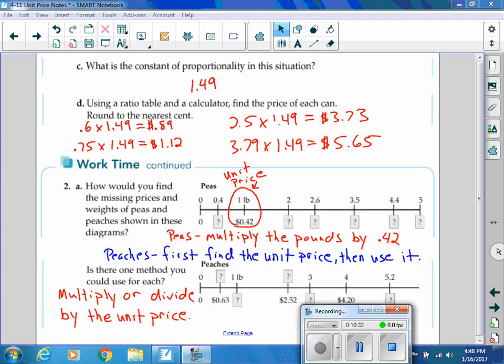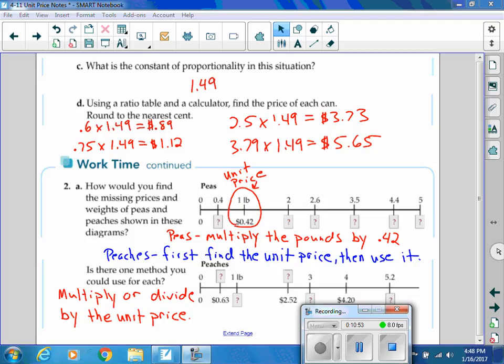Number 2. How would we find the missing prices and weights of peas and peaches shown in these diagrams? Well, for the peas, you can see the unit price is 42 cents. So you just need to take the number of pounds times 0.42, and that's going to give you all those prices.